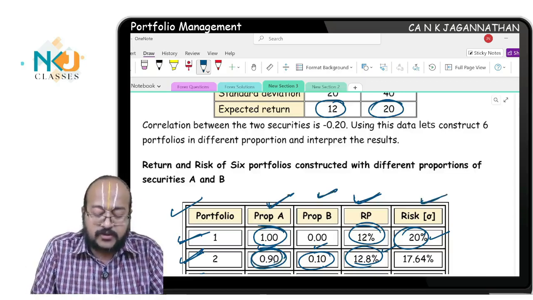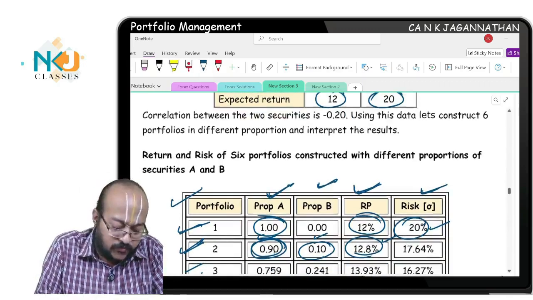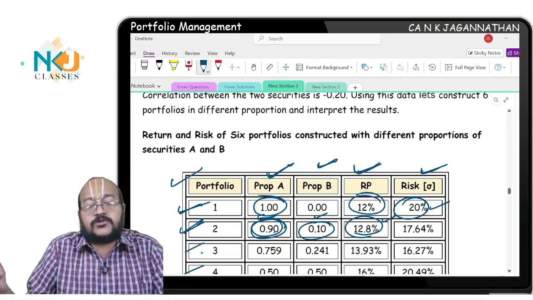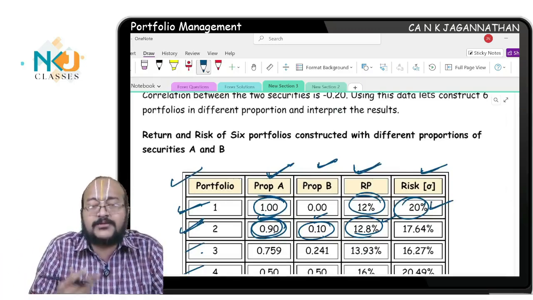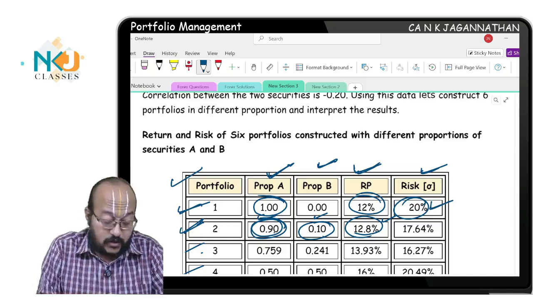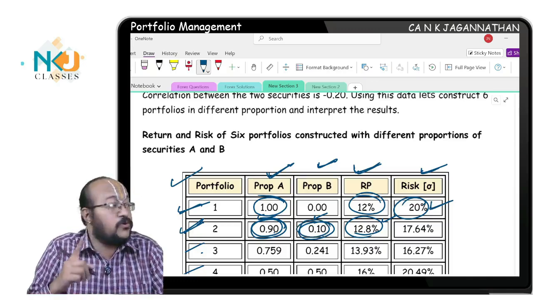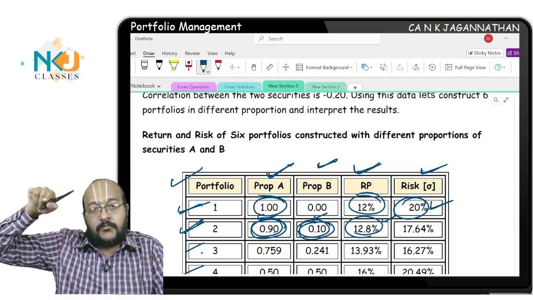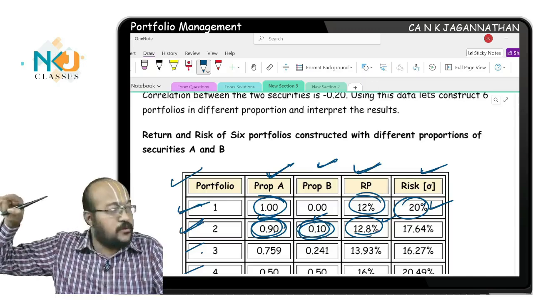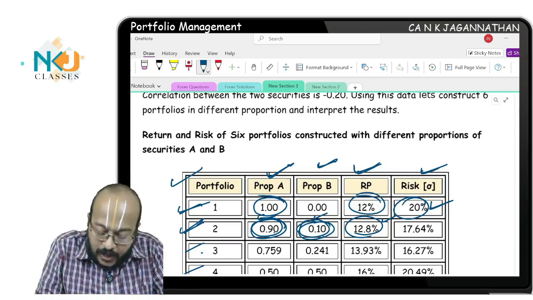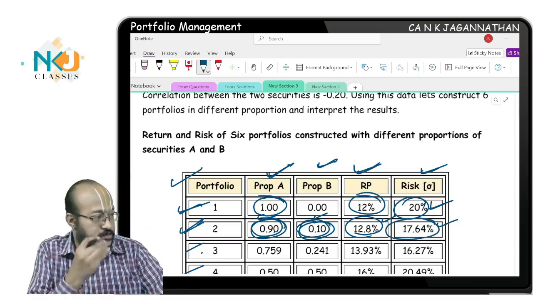Come to portfolio risk. How would you find it? In the previous portfolio, risk was easy because there was no money invested in security B. You got 20%, the same as security A's risk. But here the problem is, when you invest 10% in B, your portfolio risk formula changes. Are you understanding? Square root of W1 squared sigma x squared plus W2 squared sigma y squared plus 2... These calculations you need not do. I have given them already. Are you all understanding what I am trying to say?